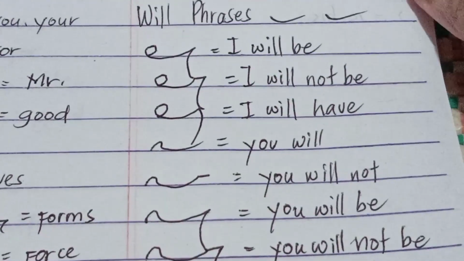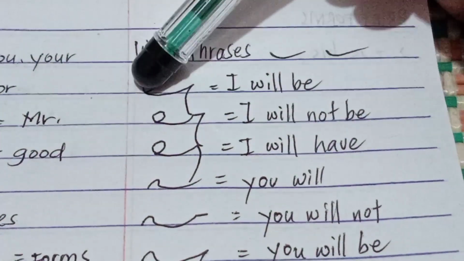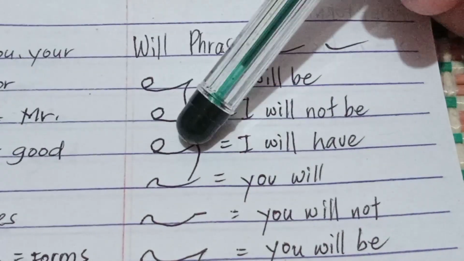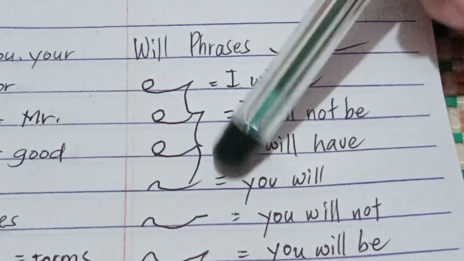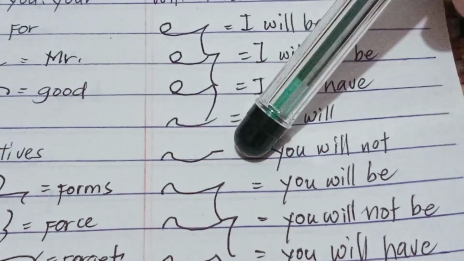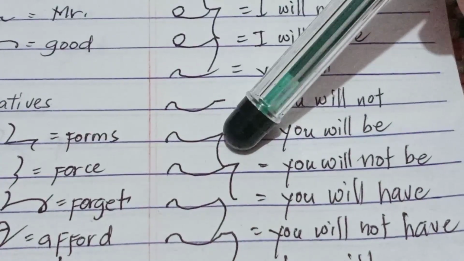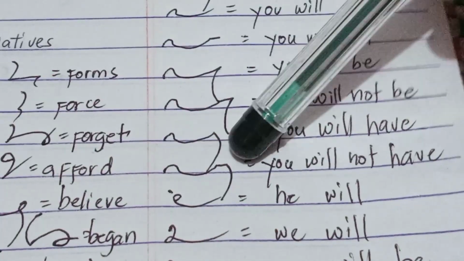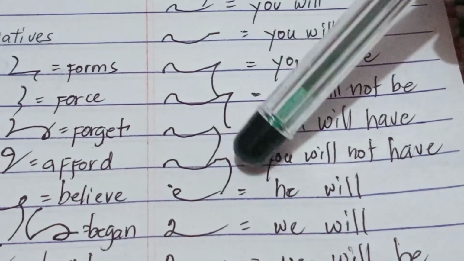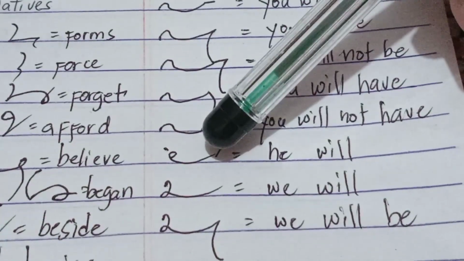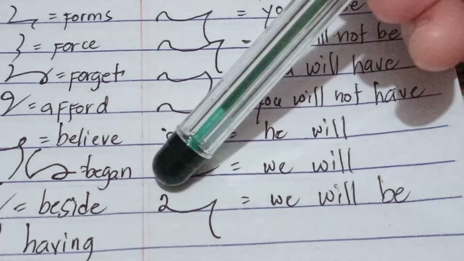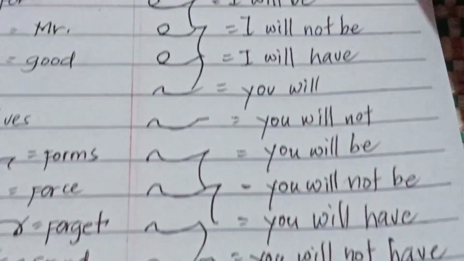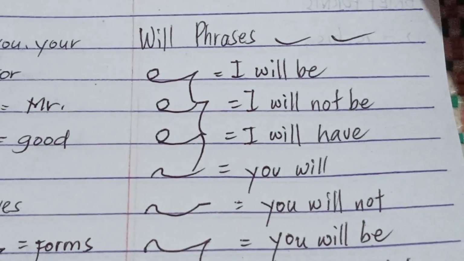Okay? So, let's read all together. So, this is I will be, I will not be, I will have, you will not, you will be, you will not be, you will have, you will not have, he will, we will be. Okay? So, ito po yung mga examples natin ng will phrases.